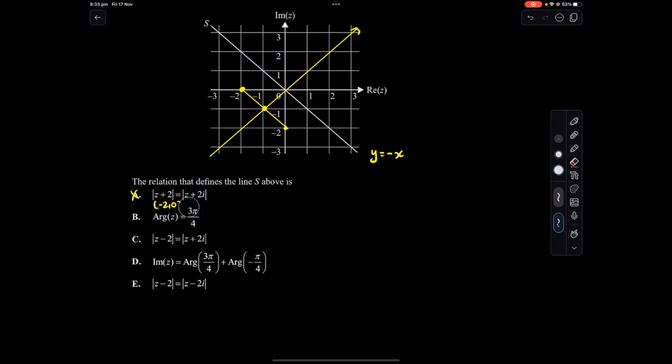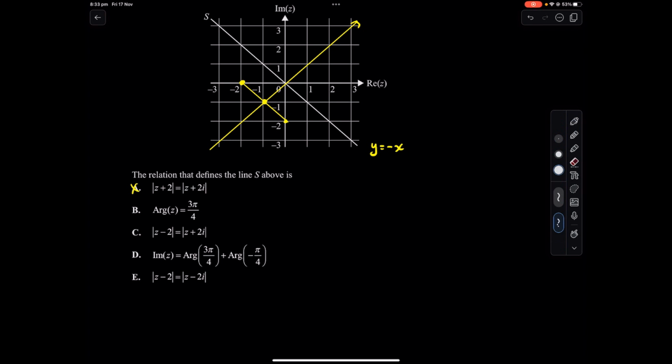So yeah. The other one says the argument of z is equal to 3 pi over 4. This is a ray. This is rubbish because if it was a ray and it's at center 0, it would have had an open circle. So that's also wrong. So let's not keep that.